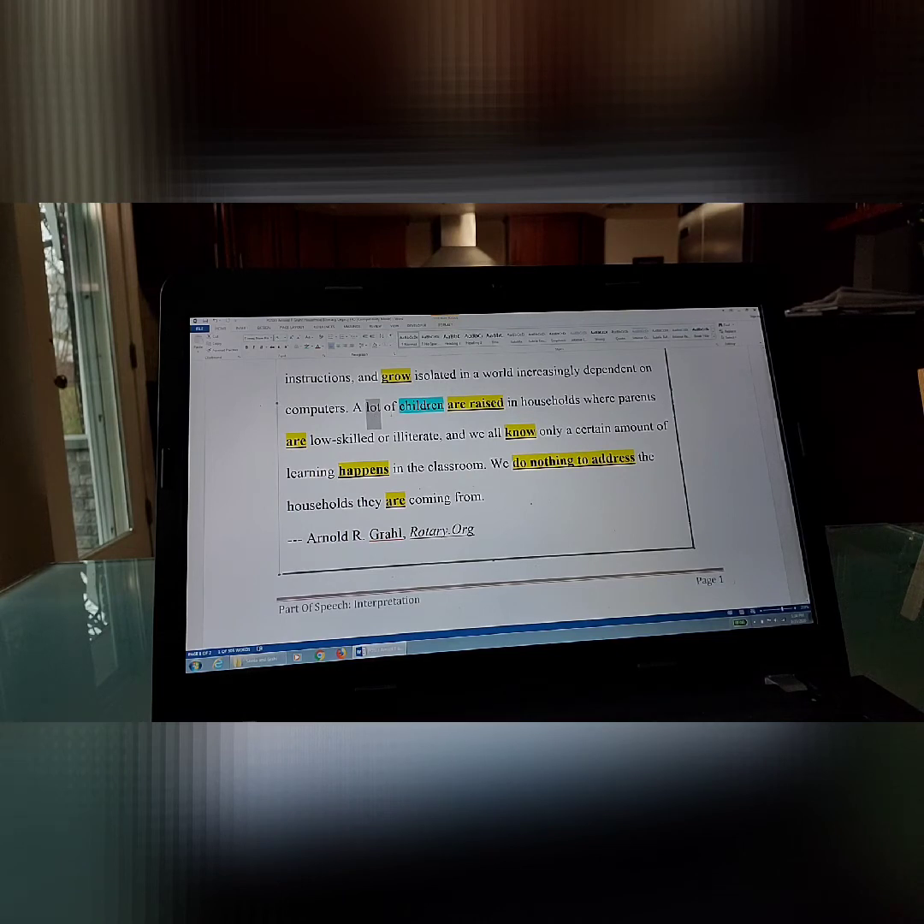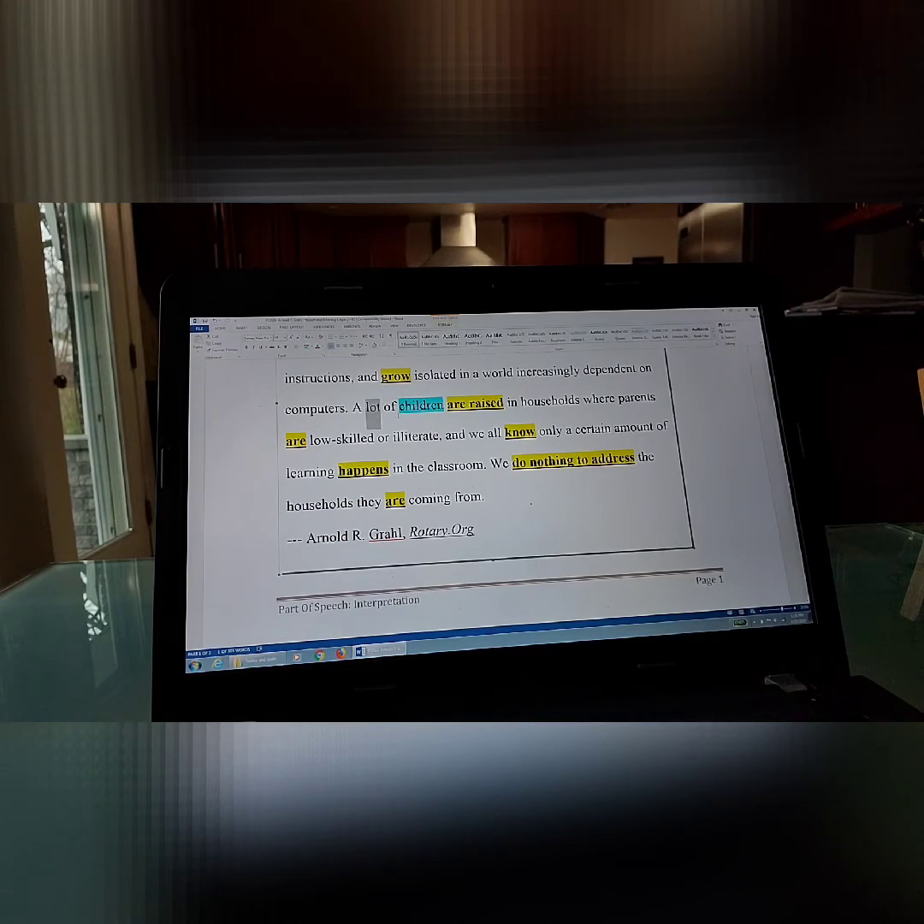So again, technically, a lot is the subject there, and then of children would be the prepositional phrase that gives you more information of who the a lot is, right? But in this case, we're gonna go straight for the children. So the children are raised in households, right? Prepositional phrase, where parents are low skilled or illiterate.